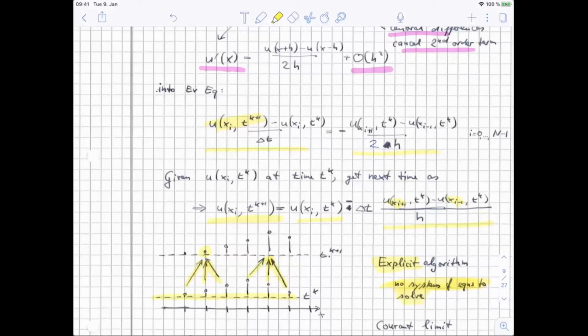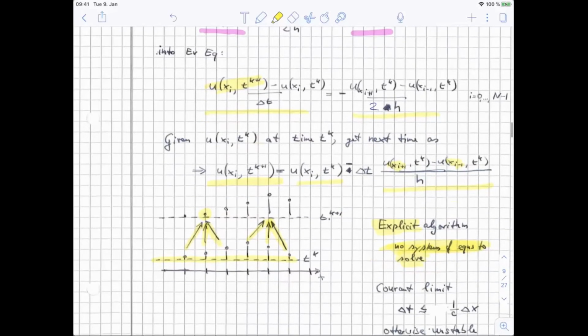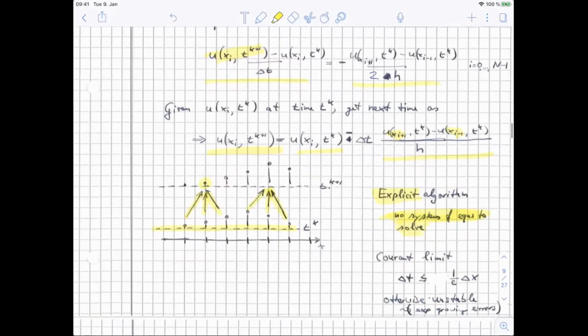Similarly, there are so-called implicit evolution algorithms where one again has to solve systems of linear equations at the next time step to get all the solutions. So the nice thing about explicit algorithms is they are really simple and you can very easily write them down and code them. One of the nasty things is that they come with a Courant limit. Essentially, the time step has to be smaller than, roughly speaking, 1 over speed times the spatial step size.